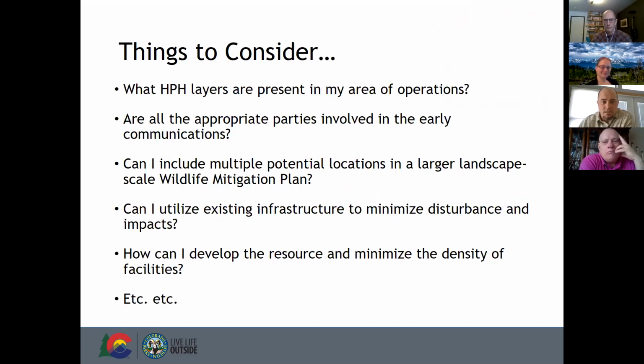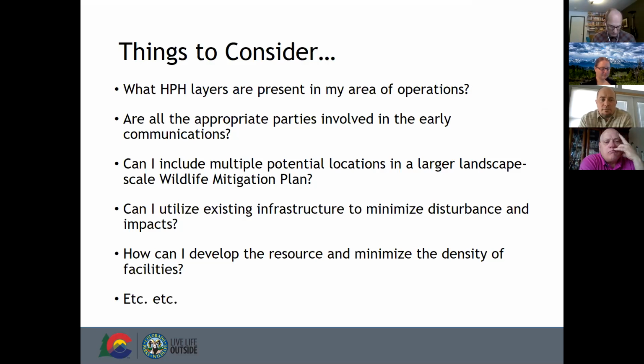So this is my last slide here. Just some tips or things to consider. A few of these are just to frame the mindset of what a wildlife manager is thinking about as we're reviewing some development proposal.